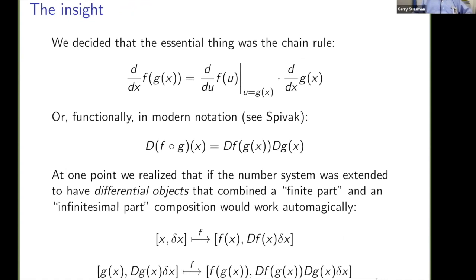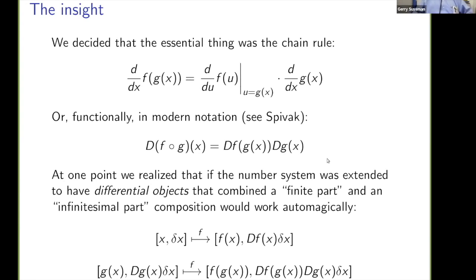So we decided, here's the insight. We saw the essential thing was the chain rule. The chain rule written in traditional notation is this. I'm writing it out correctly, okay? The derivative of f of g of x, this is an expression derivative, is the derivative of f of u with respect to u, where u gets g of x substituted for it, times the derivative with respect to x of g of x. Or in a more functional, modern mathematical notation, like you see in Michael Spivak's wonderful book called Calculus on Manifolds, the derivative of f composed with g applied to x is the derivative of f applied to g of x times the derivative of g of x.